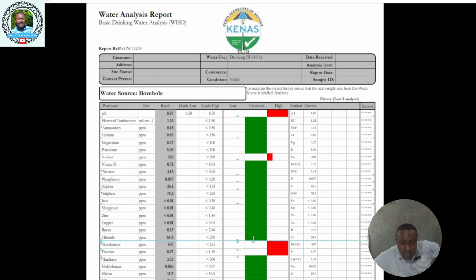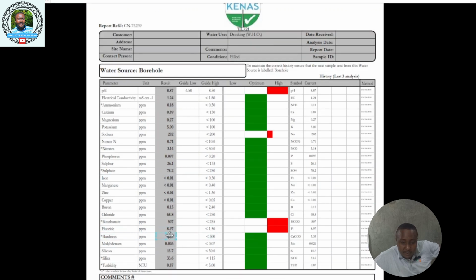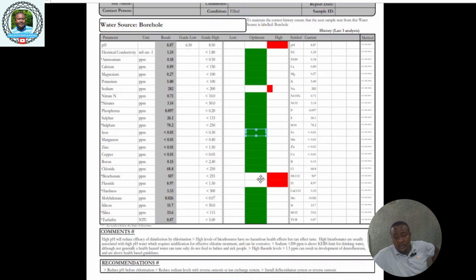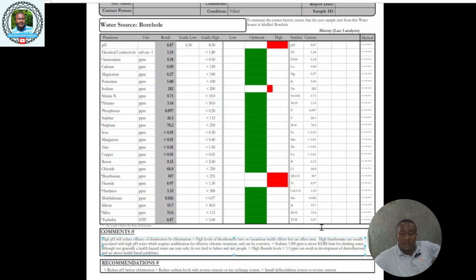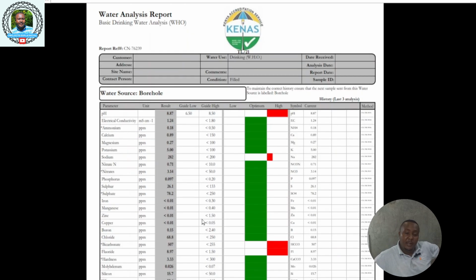Then you come to bicarbonates. The guide high should be less than 255, but our result is 507 parts per million. And this other one is fluoride. Fluoride also has a guide high of a maximum of 1.5 parts per million, but at this point this was 8.87. So this is what you get, and they usually give comments here. They'll advise you on the kind of treatment you need to do and give a recommendation. This differs depending on the lab you've taken your water to, or the driller that drilled for you has taken your water.